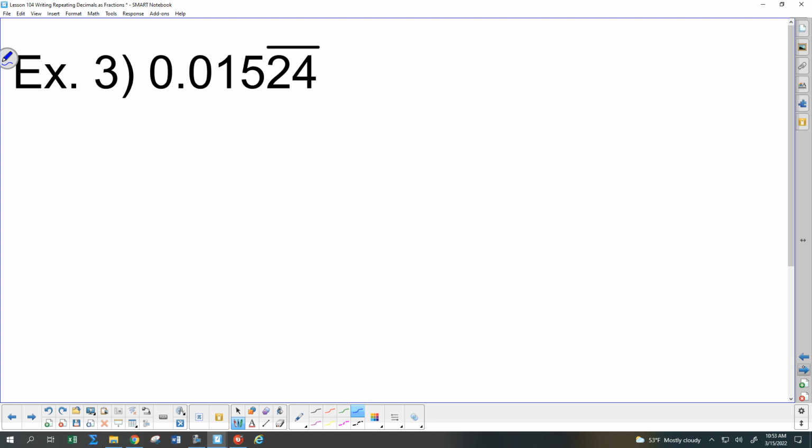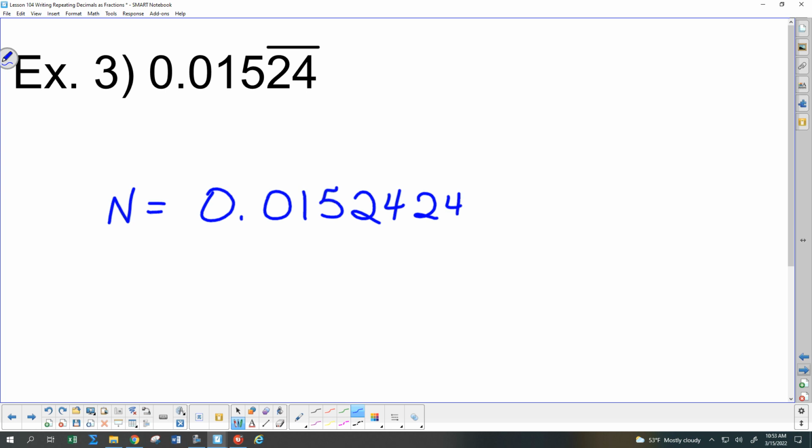What we want to start off with is, I'm going to leave a little bit of space, and I'm going to write down my actual number, and I'm going to name it n, is 0.01524. Now, which ones repeat in this? Just the 2 and the 4. The 1 and the 5 don't. So this is 0.015242424, and those 2 4s keep on going. How many digits repeated on this one?